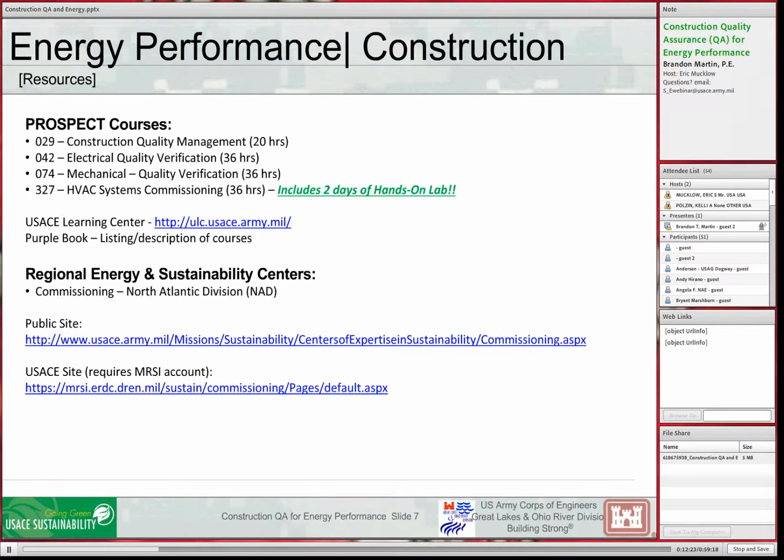Obviously, the United States Learning Center has a lot of courses in just about any field. If you go to the Purple Book, you can find a lot of courses. There's also a Regional Energy and Sustainability Center for commissioning. It's North Atlantic Division. I've attached a couple of websites there. I'll also point out that Fort Worth has been building a commissioning program. They have a staff, I don't know what the capacity is at the moment, but if you need help in commissioning, they can help you, as well as Louisville District.